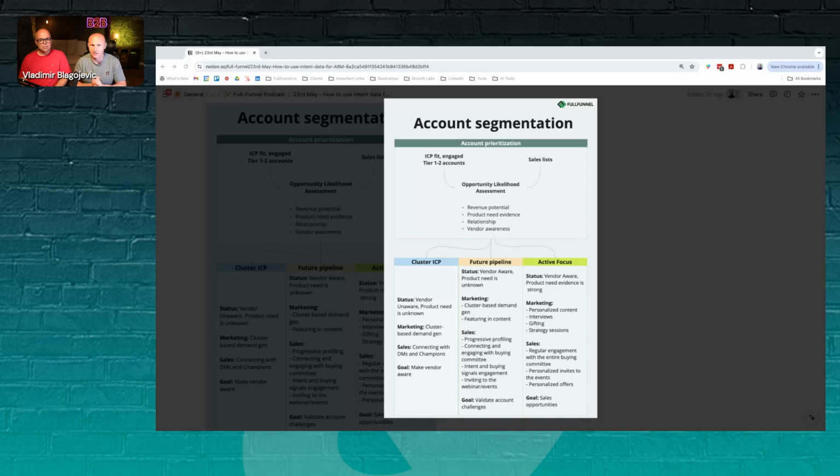You saw the screenshot that Vlad just shared a minute ago. These accounts fit our ICP, but there is no vendor awareness, and we don't know the need or the challenge of these accounts, right? So we can't realistically sell to them. We can just make a generic pitch or run generic ads, right?